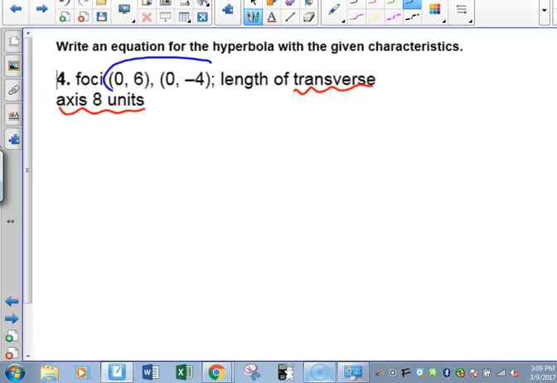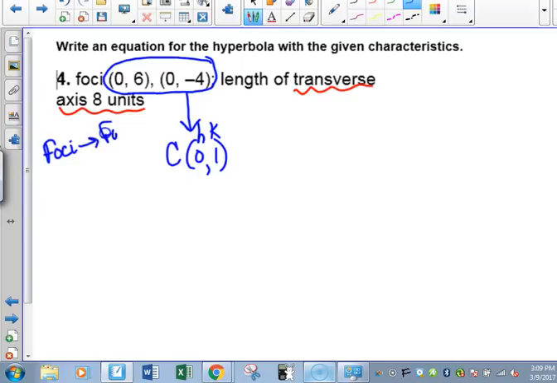If these are the foci, we know two things. What are the two things that will help us find it? The center is halfway between those. If we add them, we get 2, divided by 2 is 1. Good job. So the center, or H and K, is 0, 1. From one focus to the other is 2c. So how far apart are those, guys? From negative 4 to 6 is 10. So c is 5. All right, we're getting somewhere.